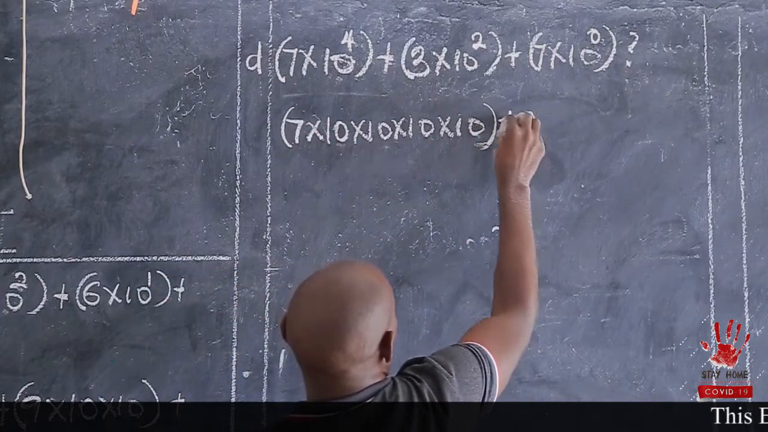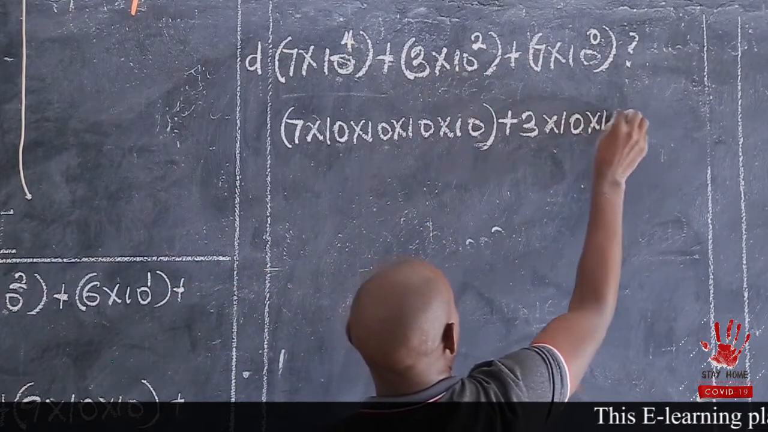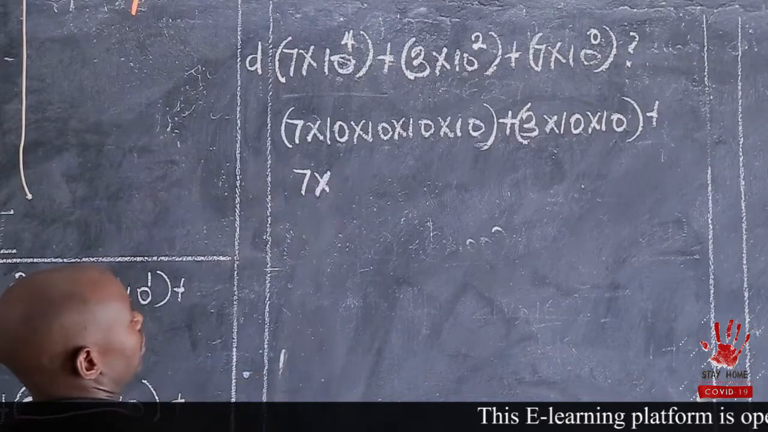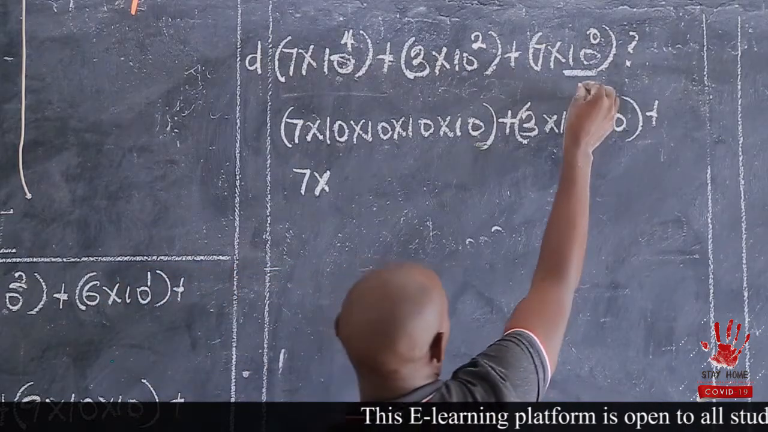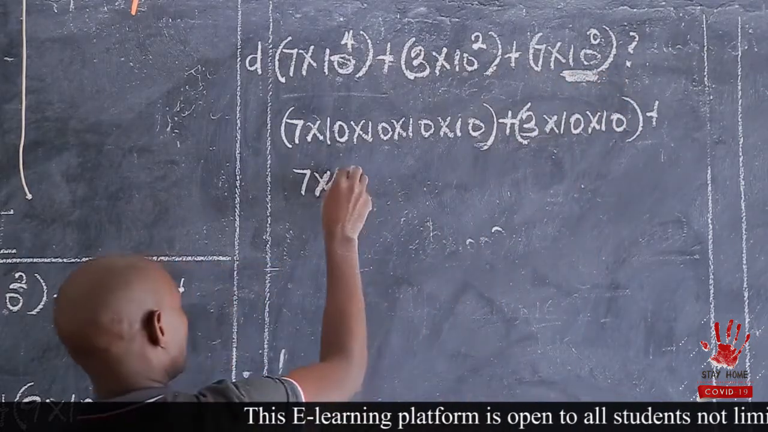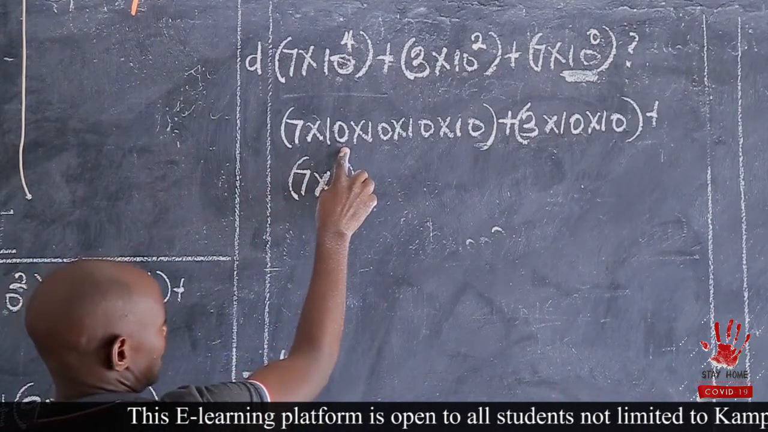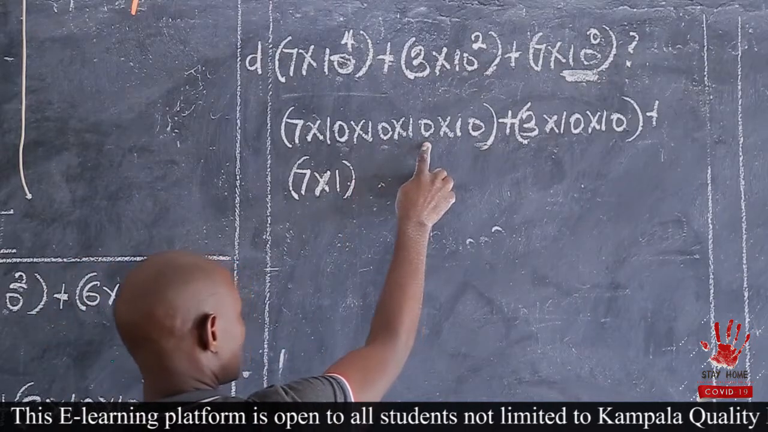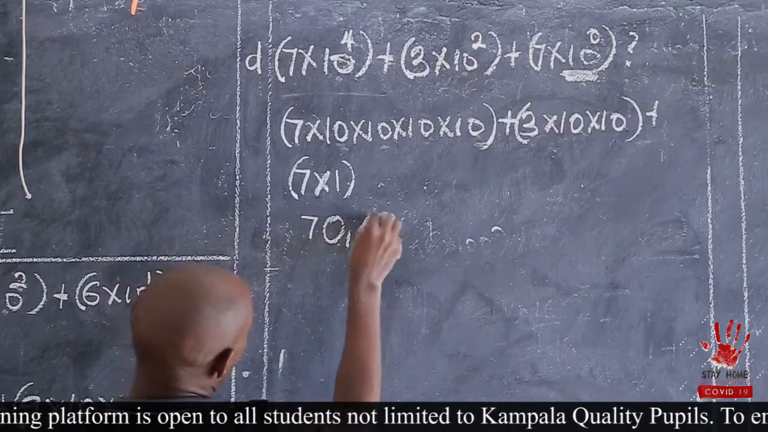Plus 3 times. How many tens? They are 2. So it is 10 times 10. Then plus 7 times. How many tens do we have? 0 tens. And that's why we are saying any number to power 0 is 1. So this number to power 0 will give us 1. Go ahead and get values. 7 times 10, we get 70. 70 times 10, we are getting 700. 700 times 10, 7,000. 7,000 times 10, we shall get 70,000.